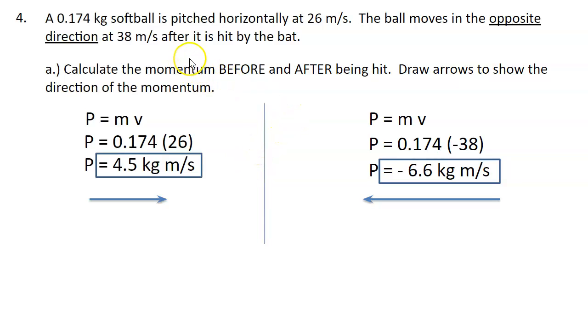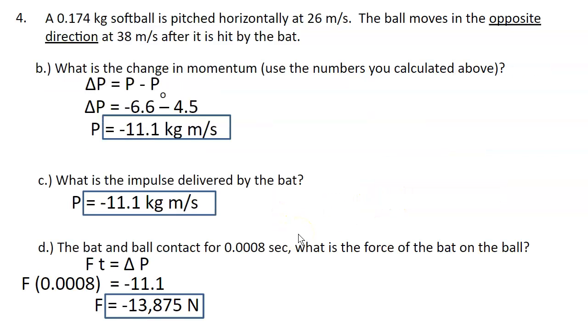This time, after being hit, the velocity is in the opposite direction. So it's negative 38 meters per second. So that's where we get this negative 38. So now our momentum is negative. That means it's to the left. Now, same set of givens, they're just more questions. So what is the change in momentum? We have to use the numbers we calculated from the previous problem.